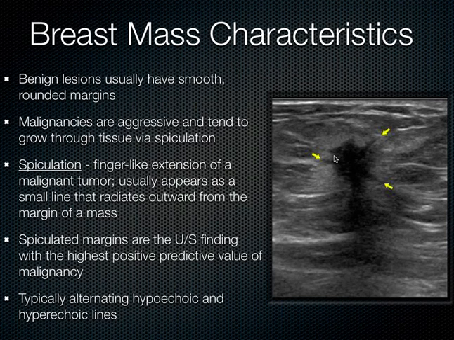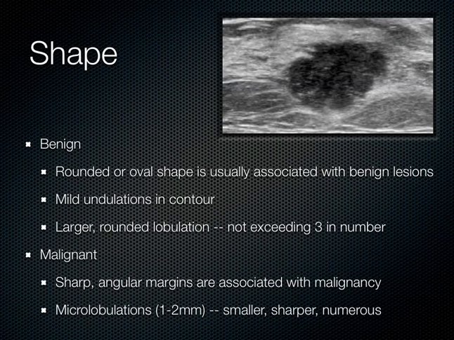These are spicules here. Spiculation we can see sometimes on ultrasound. And when you see these spiculated margins, that actually has the highest predictive value that this is a malignant tumor. And sometimes you'll see these alternating layers of hyperechoic material with these hypoechoic spiculating lines.